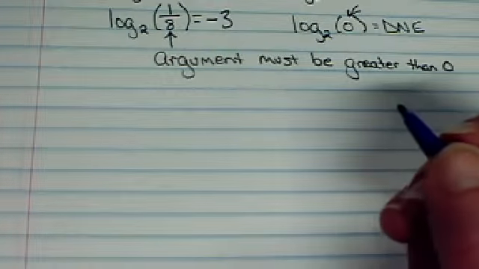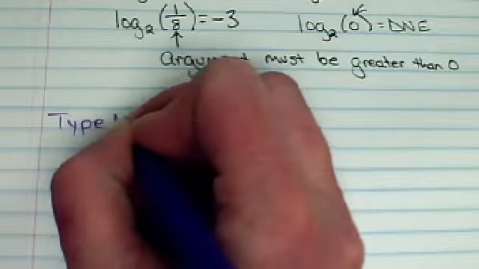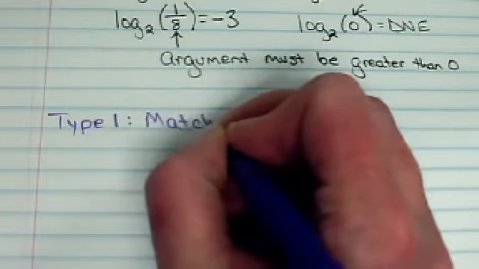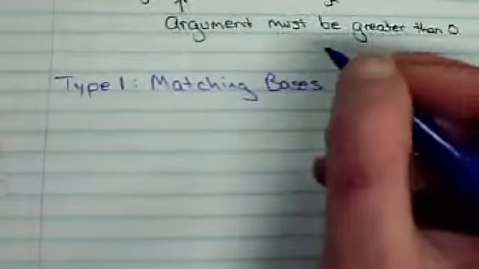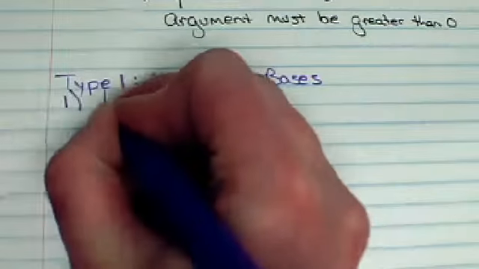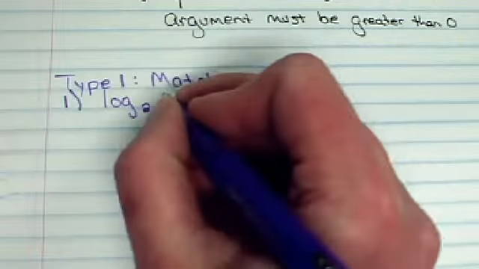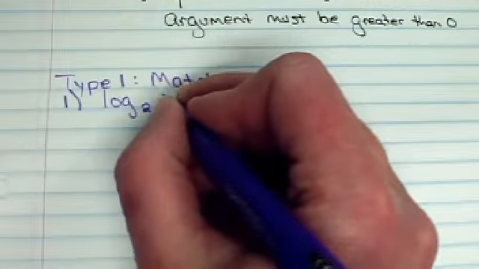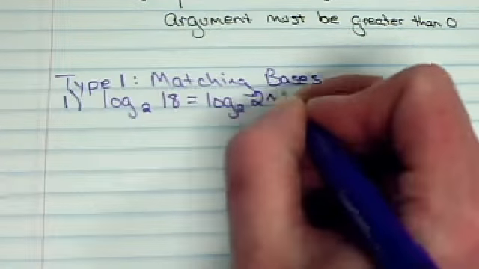Okay, so there were two cases with exponentials, matching bases or not matching bases. So let's look at that with logarithmics as well. We could have matching bases. So what if I have log base 2 of 18 equals log base 2 of 2x?